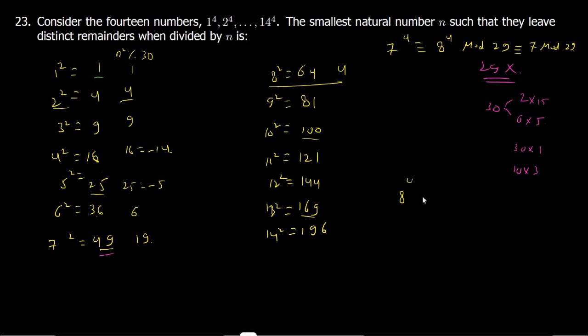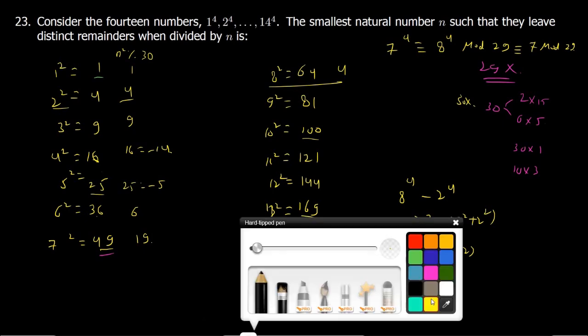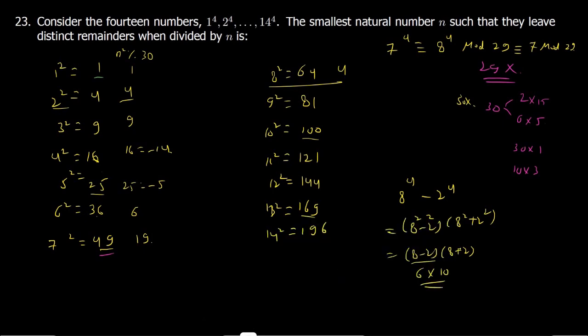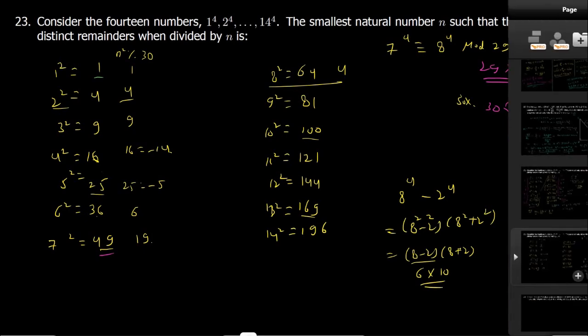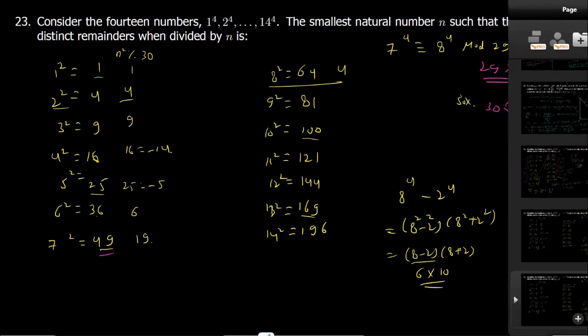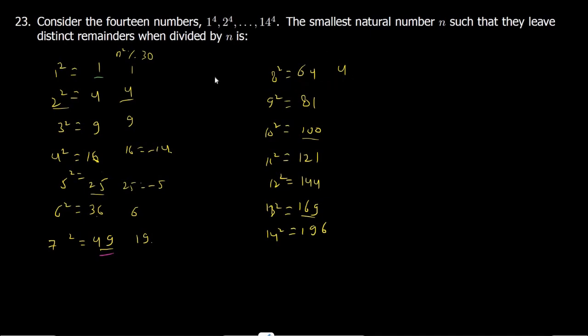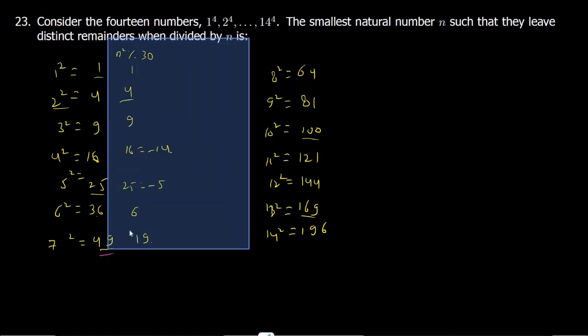And you can see that 8 power 4 minus 2 power 4 is 8 square minus 2 square times 8 square plus 2 square. Now 8 square minus 2 square is 8 minus 2 times 8 plus 2. As you can see, this is 6 into 10, 60, which is very much divisible by 30. So 30 is also out of the picture. And finally, if you talk about 31, let's just check it for 31. So once you check that, you will find that 31 is indeed that number.